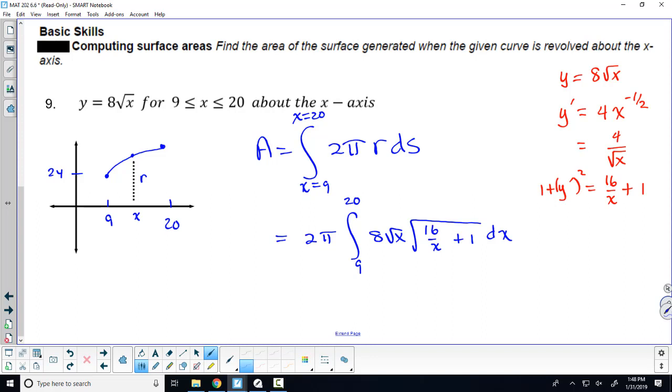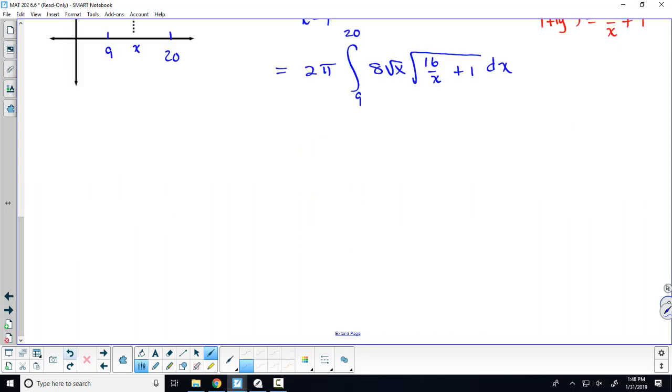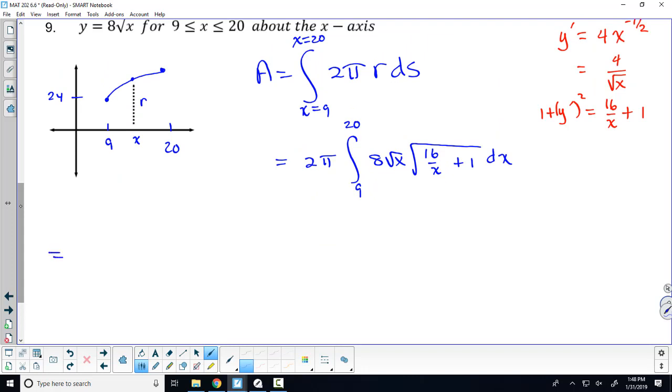Now we have to integrate that. So here is going to be our plan. Our plan is to combine those two square roots. I'll pull out the 8. When you multiply two square roots, you just multiply the two insides. So the inside of this square root is x. The inside of that square root, 16 over x plus 1. We just multiply those together. So this becomes the square root of 16 plus x dx. So the x in there, the effect is that we're just distributing it to both terms inside. Product of square roots is the square root of the product.